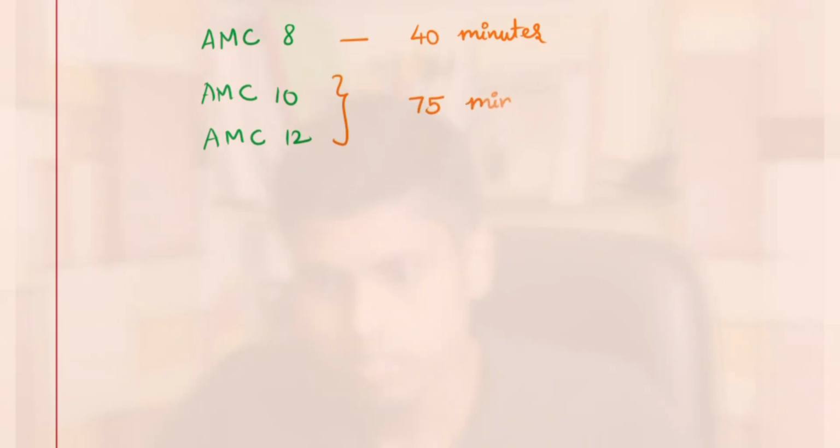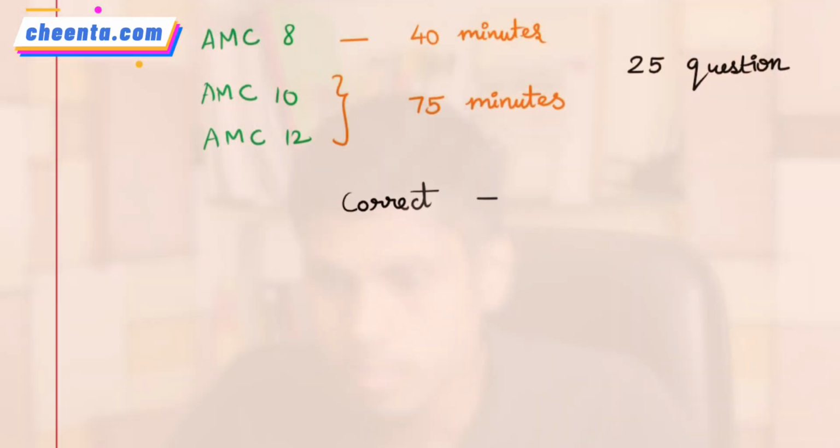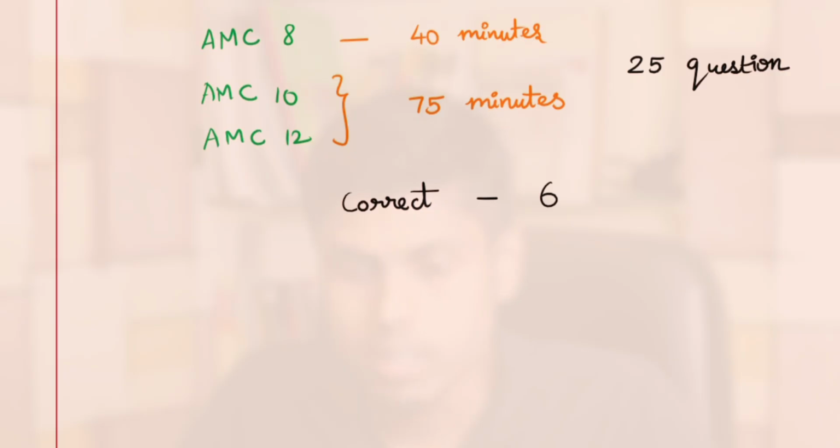AMC 10. AMC 8 is of 40 minutes duration, whereas AMC 10 and 12 have the same pattern with 75 minutes duration. There is not much difference between AMC 10 and 12, just that AMC 12 problems are on the difficult side. The total number of questions is 25 for all these exams, and each question carries 6 marks if answered correctly. So a correct answer carries 6 marks, and questions left unanswered give you 1.5.